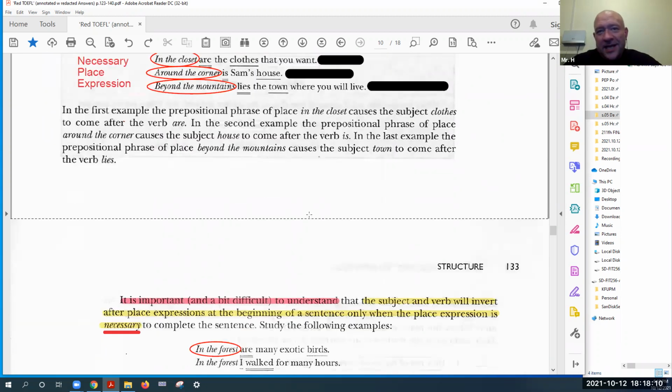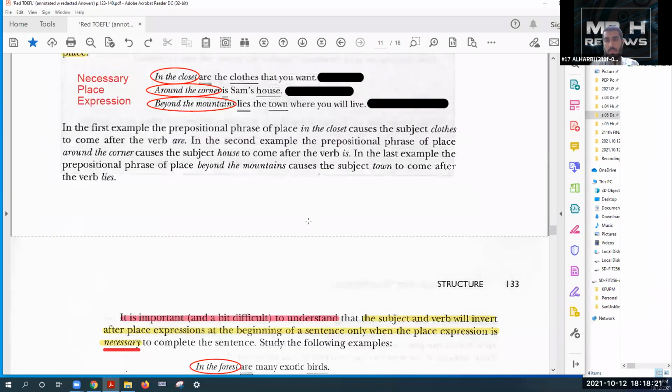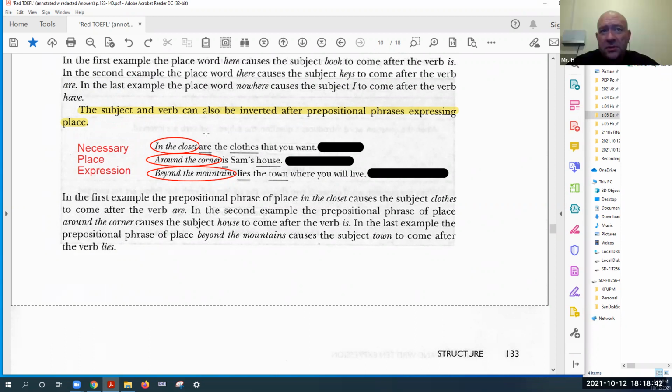Now, let's go on to the next section here. Can we complete it with this? Replace prepositional phrases with this lies. This lies, are this maybe after the verb? Are this the clothes that you want? Are you talking about the first one?